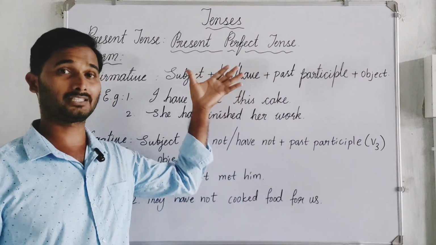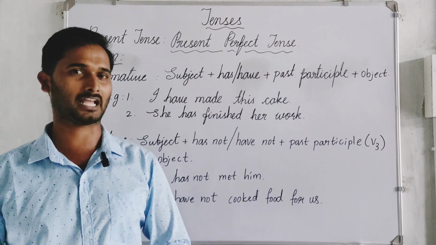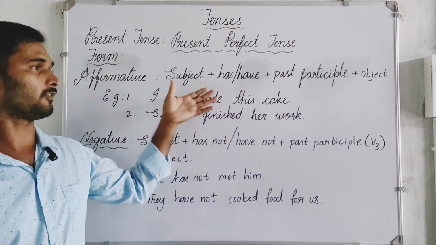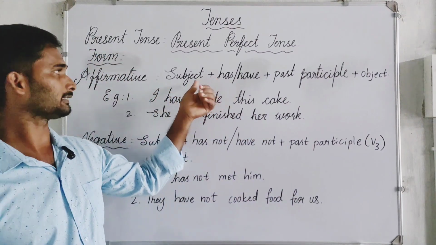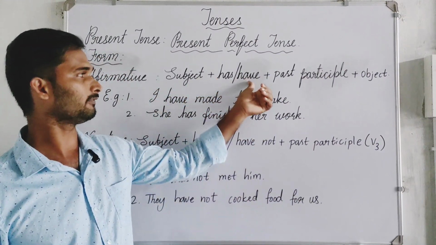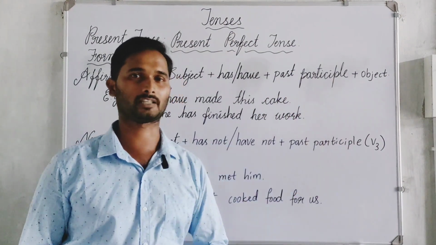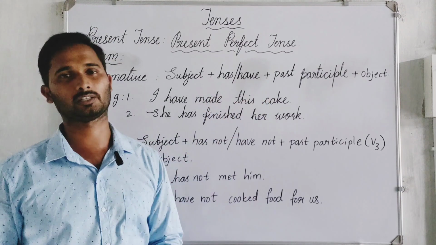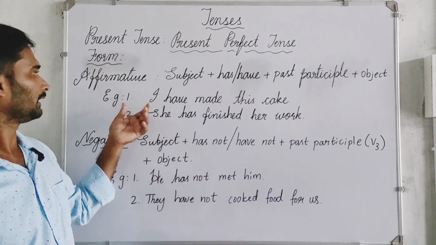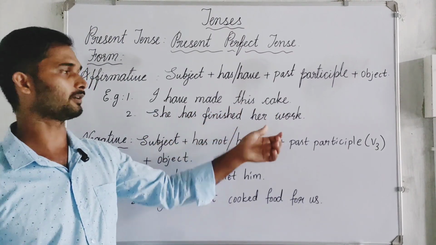Let us learn now the present perfect tense, which shows an action is completed or recently completed actions. Here are the forms of the present perfect tense. Affirmative form. The syntax is subject plus has or have plus past participle plus object. At the end of that, a full stop is added. Here we have has only for singulars, and have only for the plurals. Here are some examples. I have made this cake. She has finished her work.